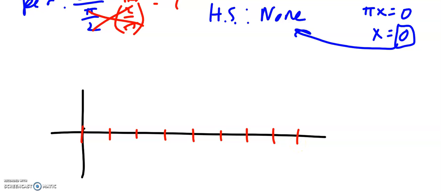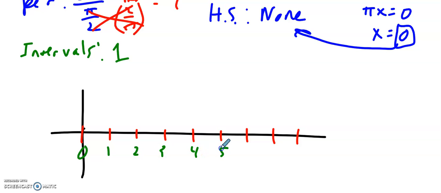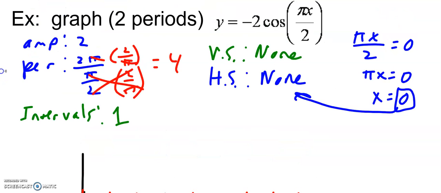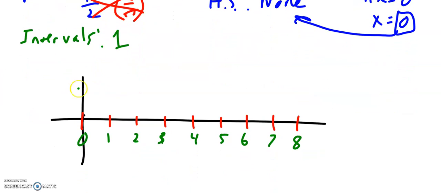Oh, and I'm sorry, I forgot to do the intervals. So my intervals, if the period was 4, the intervals are period divided by 4, so that is going to be 1. So this is going to be nice. I know this is 0, 1, 2, 3, 4, 5, 6, 7, 8. My amplitude, or a value, was 2, so I'm going to call this 2, and I'm going to call this negative 2.